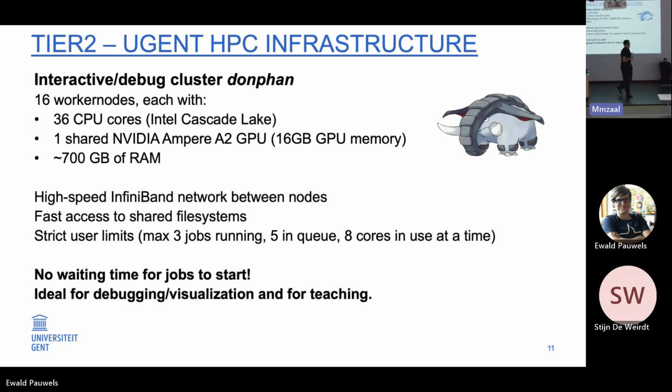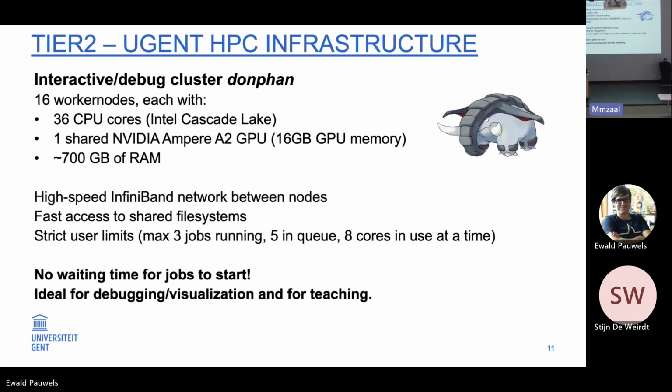So this is the interactive cluster Dolifan. It's actually an old cluster that we recycled. So it's not too big, only 16 worker nodes with only 36 CPU cores. Has one shared NVIDIA Ampere A2 GPU, so it's not really a very powerful GPU, but a GPU nonetheless, and a lot of RAM. Also has access to InfiniBand and the shared file system, but there are strict user limits on this cluster.